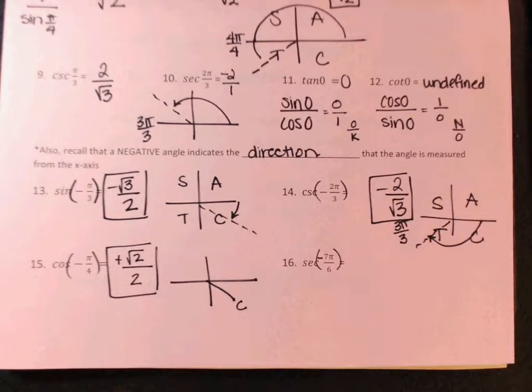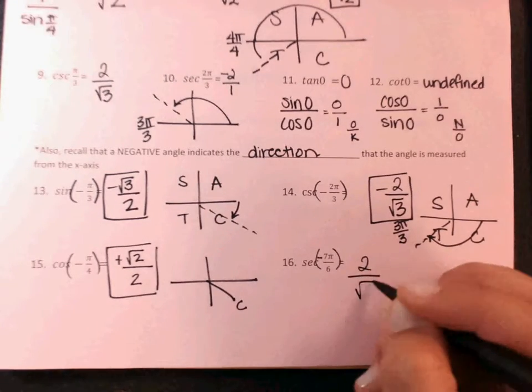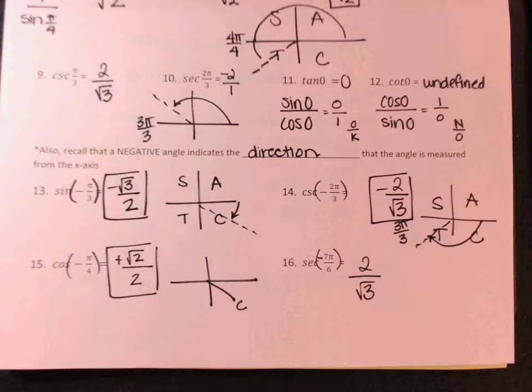Okay, last one. Cosine of pi 6. Pi 6 is which one? Ring finger, yeah? So then cosine would be on top. How many? Root 3 over 2, but I have to flip it. So 2 over root 3.